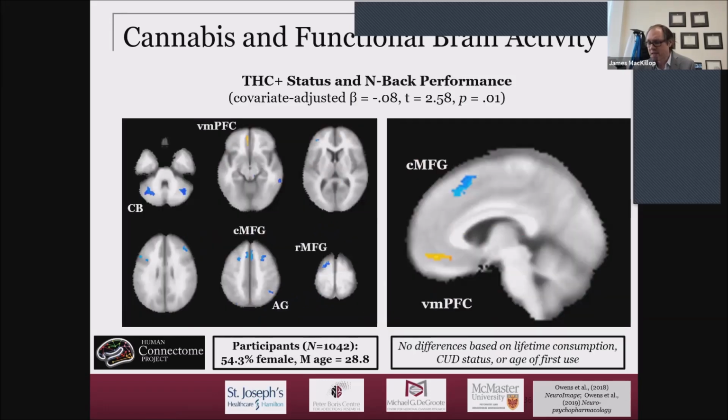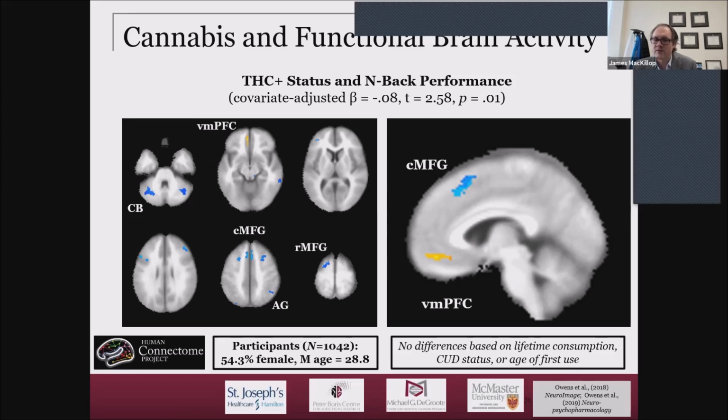And what we found was that the only significant difference was based on THC status. Again, we covaried for numerous variables. What we found was that if people had THC in their urine, they showed significantly worse working memory performance in the scanner in terms of the behavior, but they also showed significantly lower brain activity in central middle frontal gyrus and significantly greater brain activity in ventromedial prefrontal cortex. And so what we basically see are decreases in activity in the regions that you need to do the task well, and increases in the task negative regions that the brain shuts down when you're doing the task well.